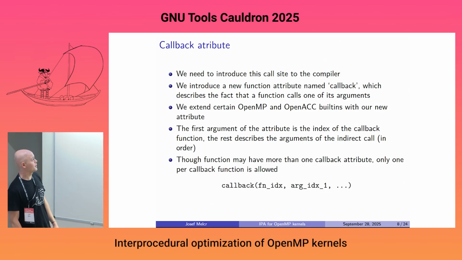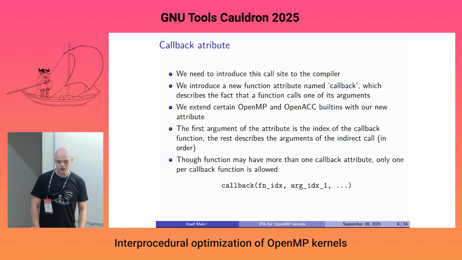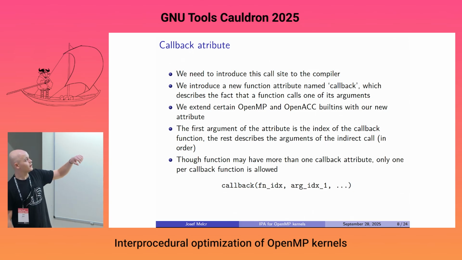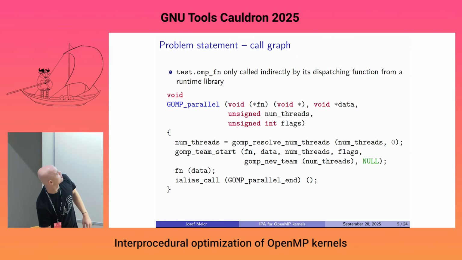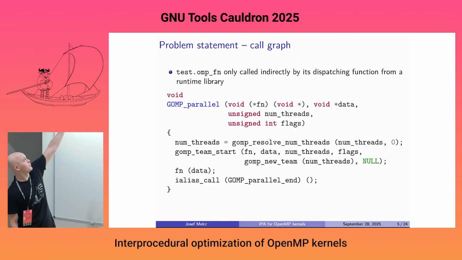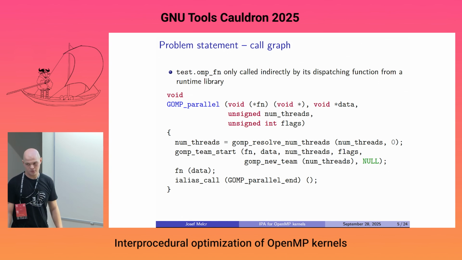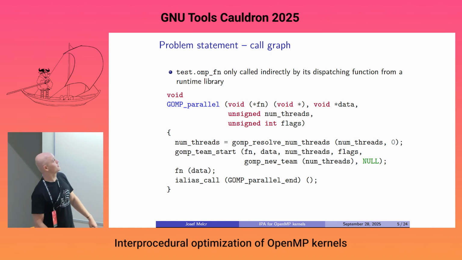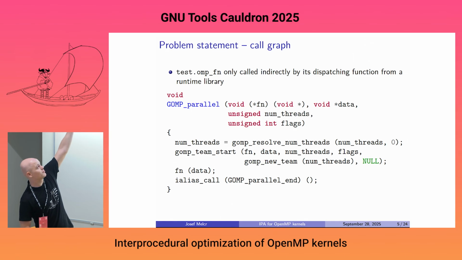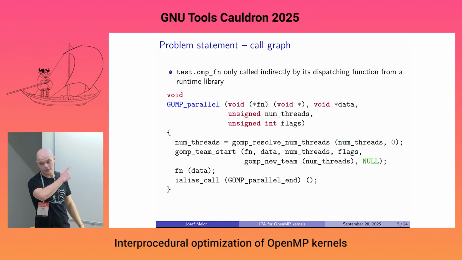Now the syntax of the attribute is, the first argument is the index of the function, and then in order, the arguments of the indirect call. So if I go back, gomp parallel is annotated with the callback attribute with arguments 1 and 2, right? So the first argument, 1, means that fn is being called. The 2 says that the only argument is the data pointer.